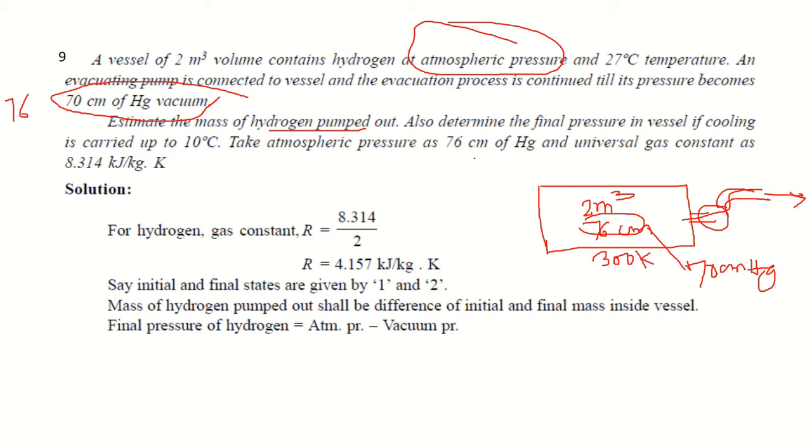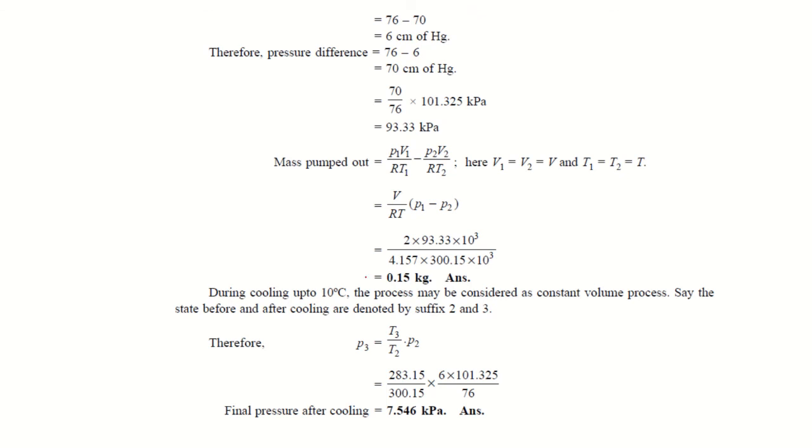We'll see that. As I said, atmospheric is 76, and the universal gas constant is given. Because hydrogen is given, you can find out R for hydrogen. Now apply this formula. The pressure difference is P1 V1 by R T1 minus P2 V2 by R T2. V is same, R is same, temperature is same. So from P1 minus P2, we can find out the mass pumped out.